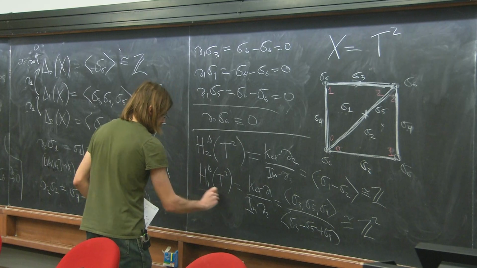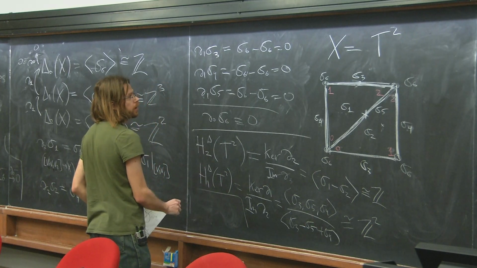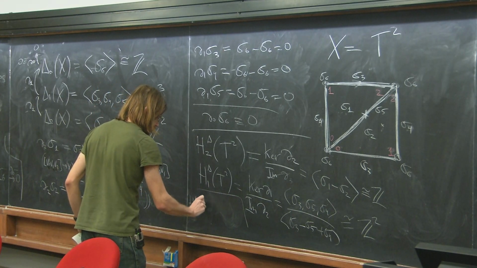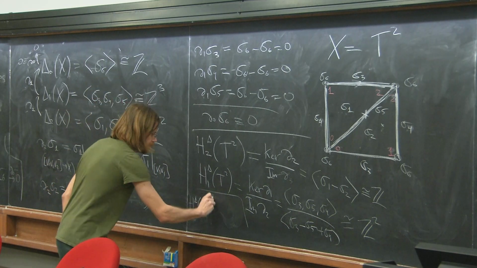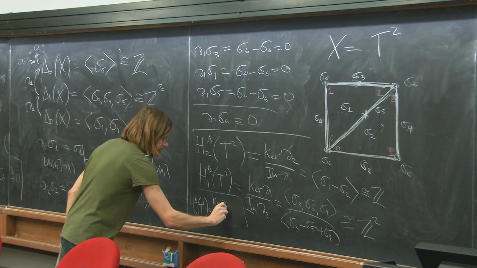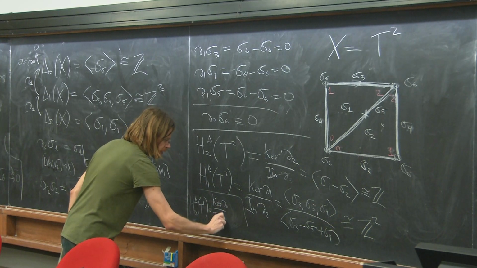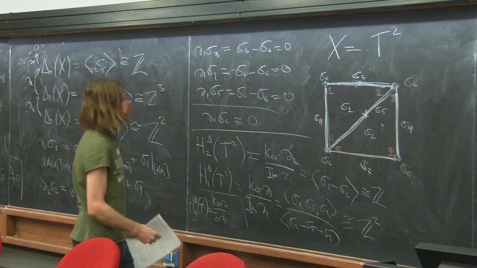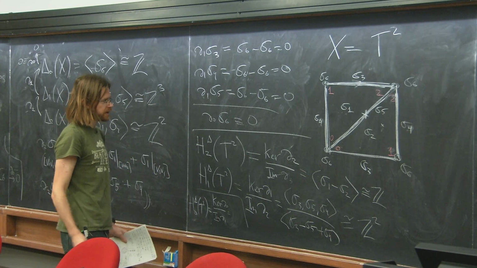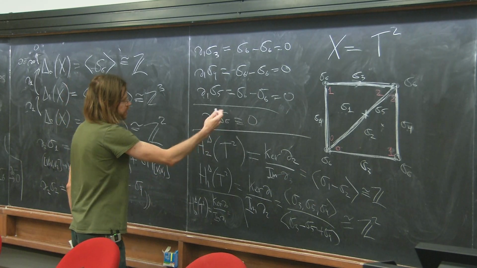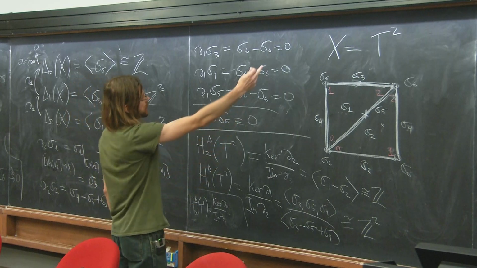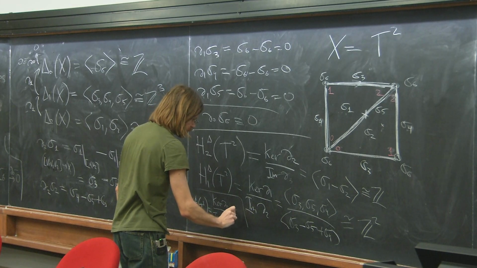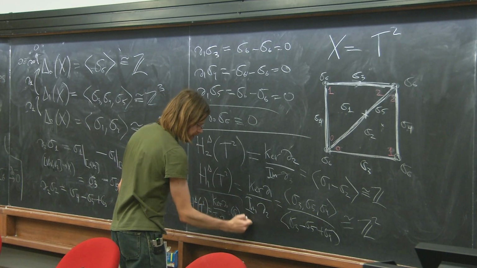And finally, this is the easy thing. H0, sorry, H2 of the torus T2 is the kernel of D2 divided by the image of D3. So the kernel is generated by sigma 6, and there is nothing in the image because everything there is 0. So this will be just generated by sigma 6. So this is isomorphic to Z.